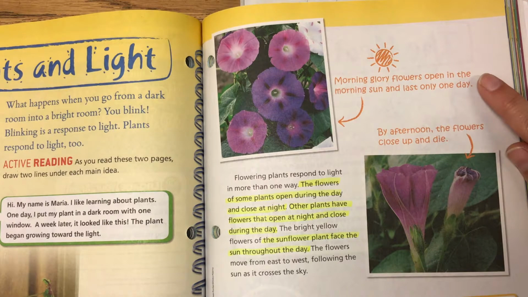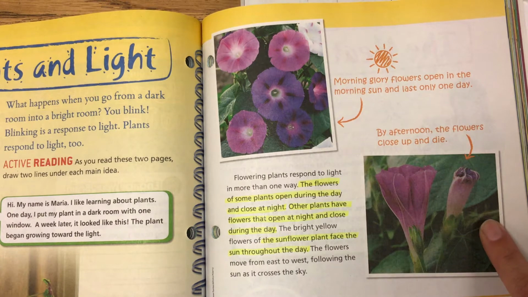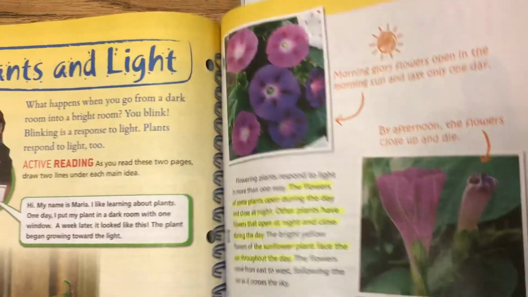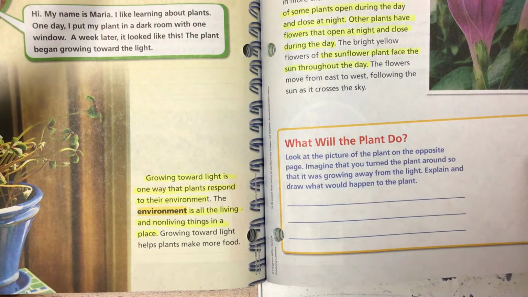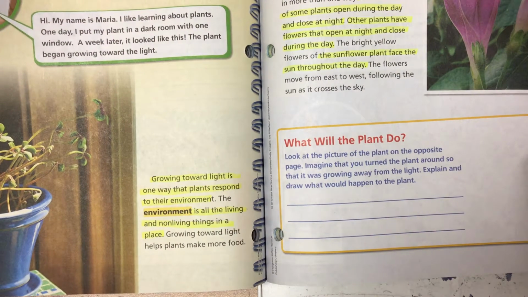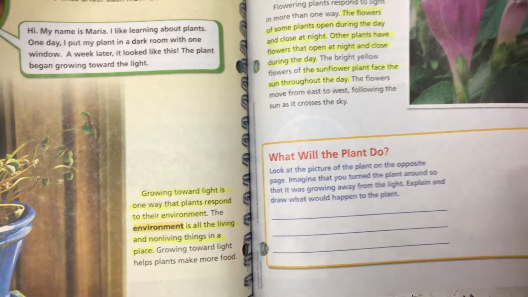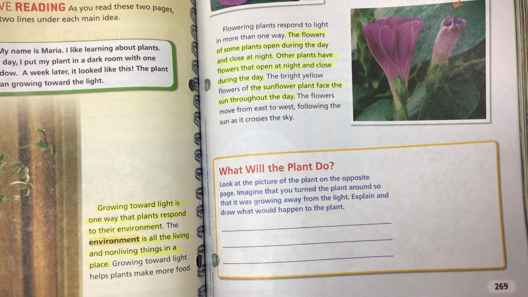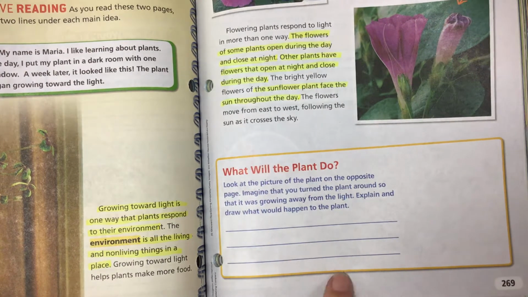It says morning glory flowers open in the morning sun and last only one day. By afternoon, the flowers close up and die. Let's look at this box down here that says, what will the plant do? Look at the picture of the plant on the opposite page. Imagine that you turned the plant around so that it was growing away from the light. Explain and draw what would happen to the plant. So go ahead and draw a picture of what would happen to the plant. Make sure you draw a picture of the light as well to show us what's going to happen to the plant and the light, and then write a little explanation there.